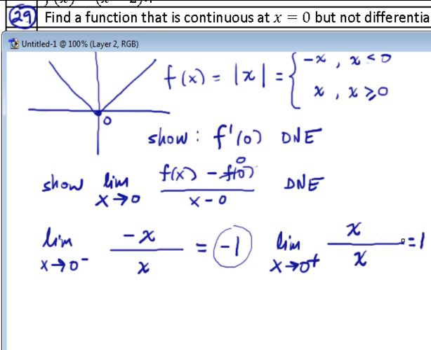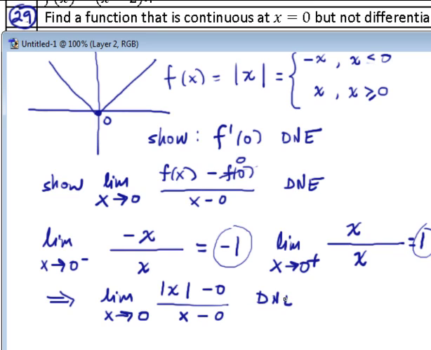So we see the left-hand limit is not equal to the right-hand limit. So that implies that the limit as x goes to 0 of f of x, let's go back to the absolute value of x, does not exist. Okay, so f of x equal to the absolute value of x is an example of a function that's continuous at x equals 0, but the derivative does not exist.